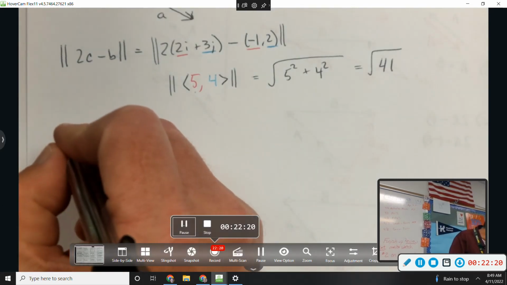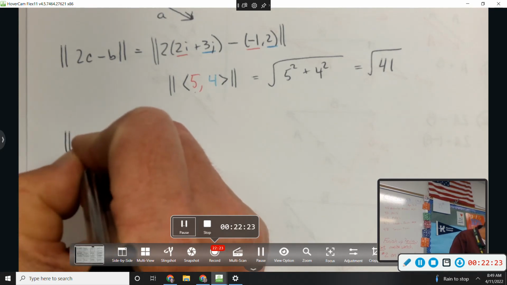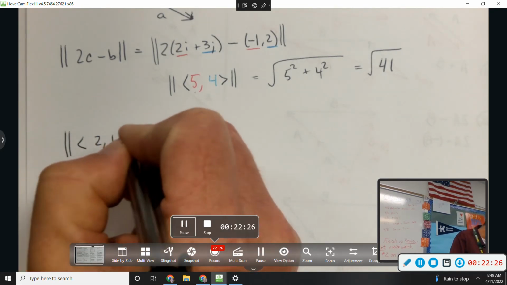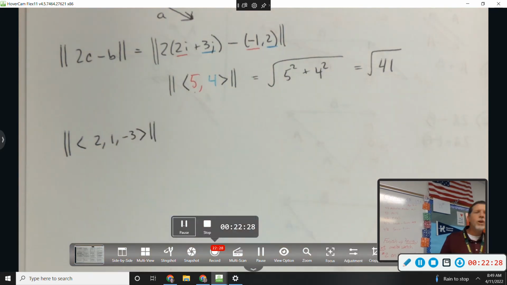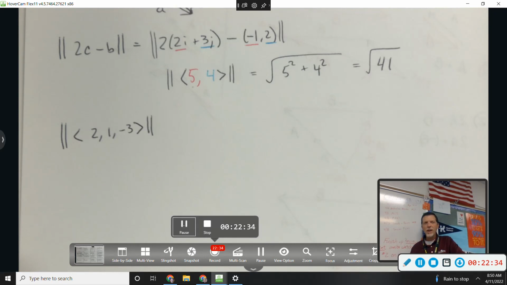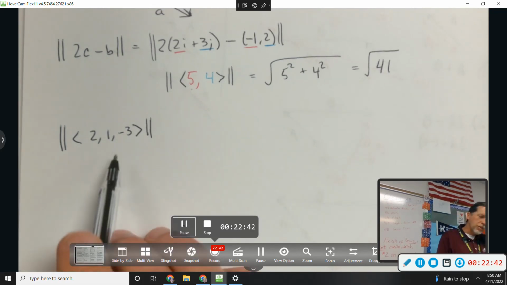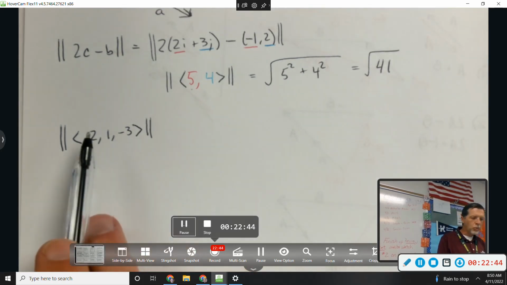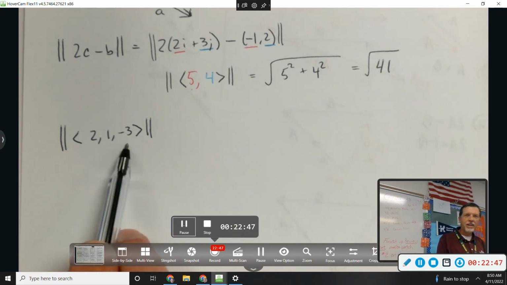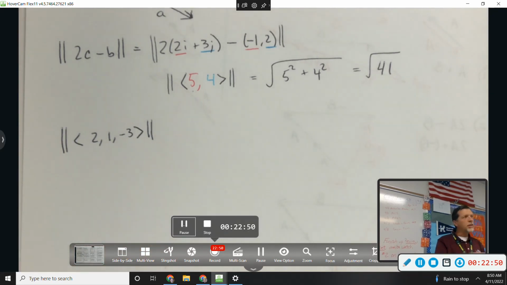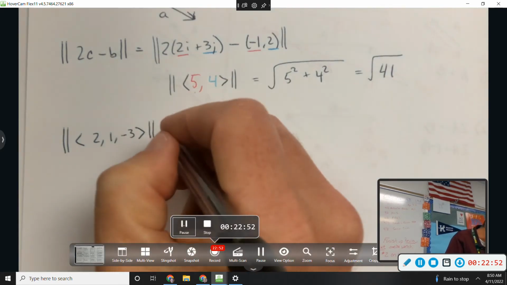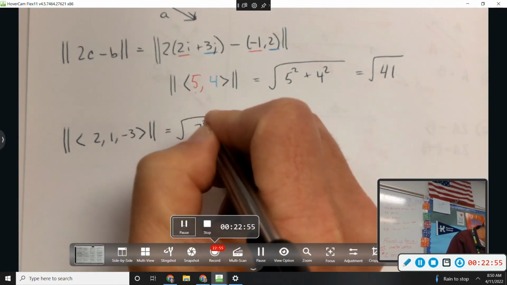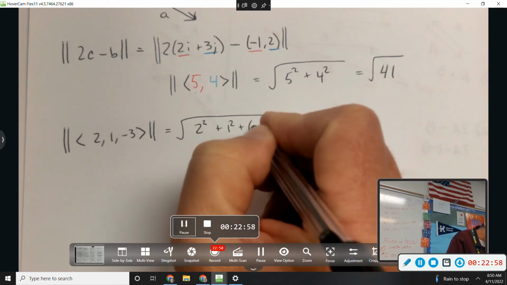All right, last example. The length of 2, 1, negative 3. So that's not really an ordered pair anymore. It's an ordered triple. But it works the same way. And this is hard to draw because it would be 3 dimensions, right? It would be 2 right, 1 up, and negative 3 out, or I guess 3 into the page. But the math all works that it's the same thing. It's still the square root of a squared plus b squared plus c squared.